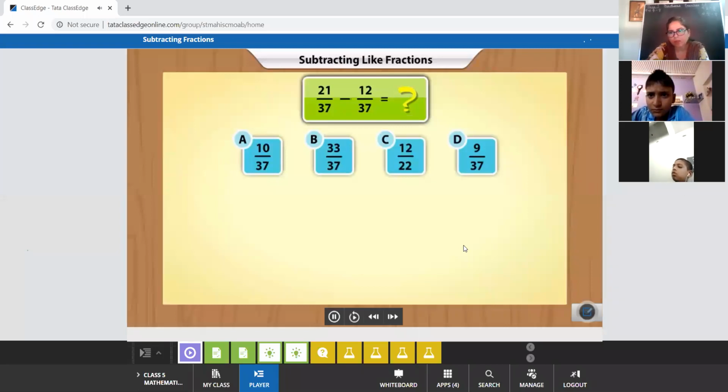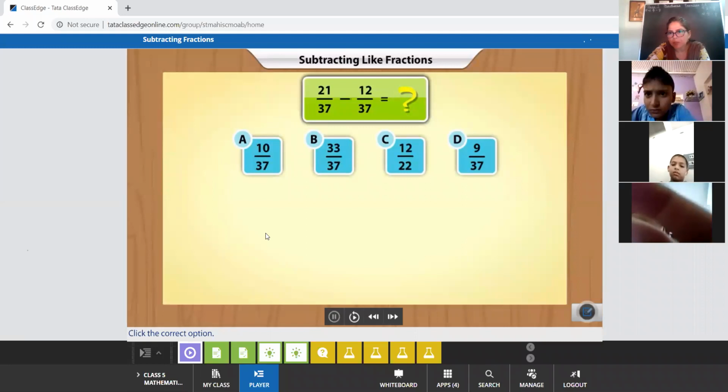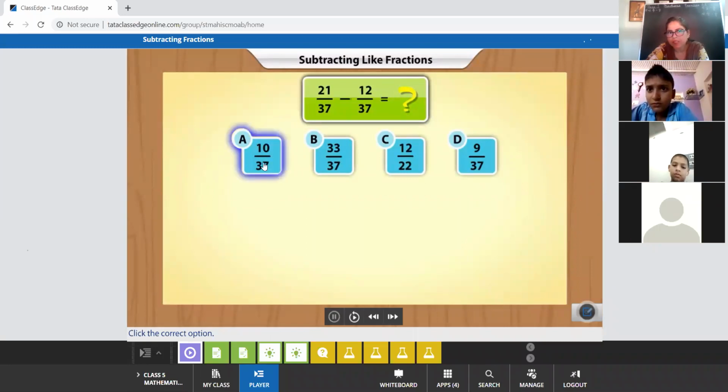Click the correct option. Okay, now I will click on 1. You have to put your thumbs up if I am on the right answer. When I am on the right answer, you give me a thumbs up. Is this the answer? This?